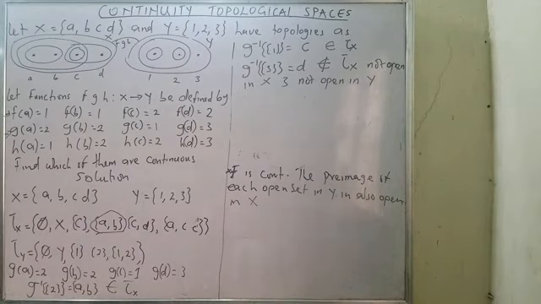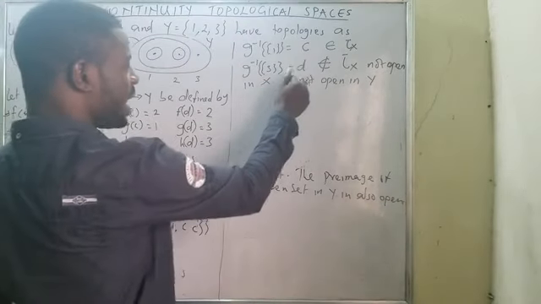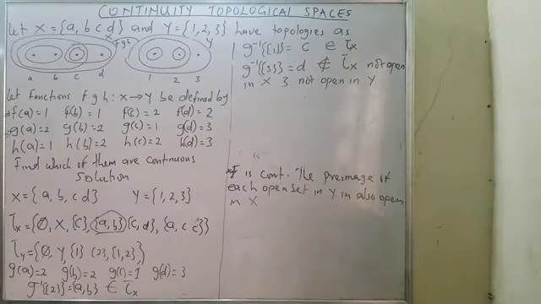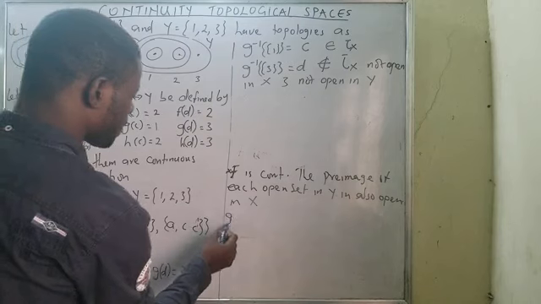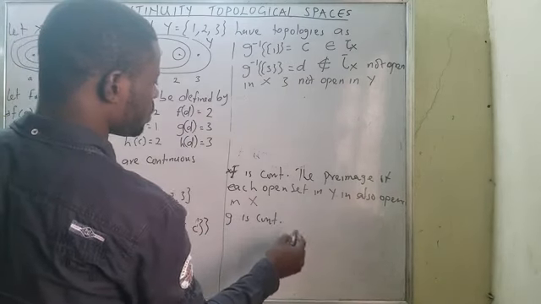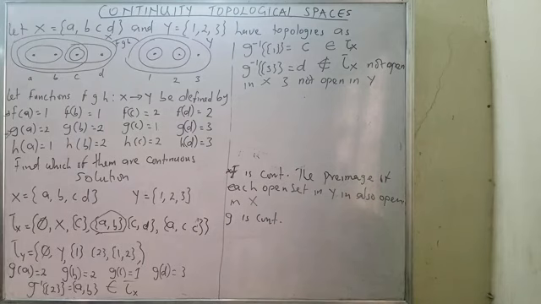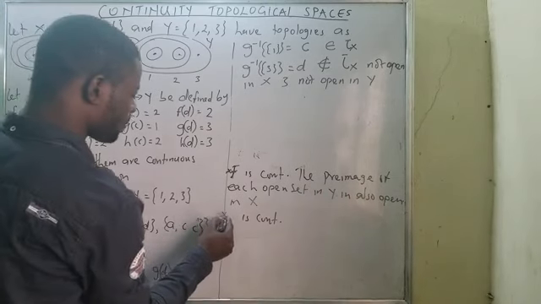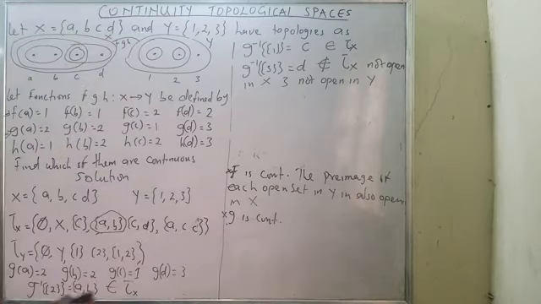Now, since that happened, you can see that both D and 3 are not open. The statement contradicts each other. It means what I will say is, hence, G is continuous. G is continuous since the pre-image of each open set in Y is open in X. That is what we mean. Since that is happening, it means G is continuous.